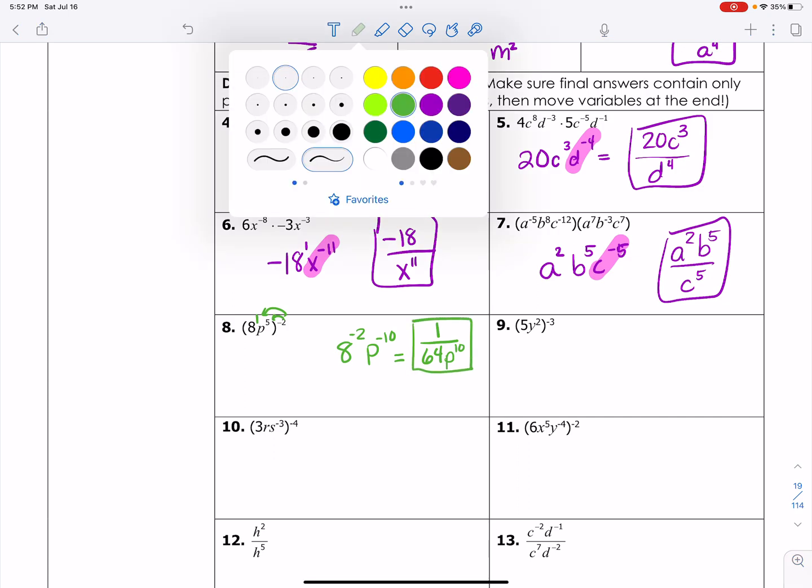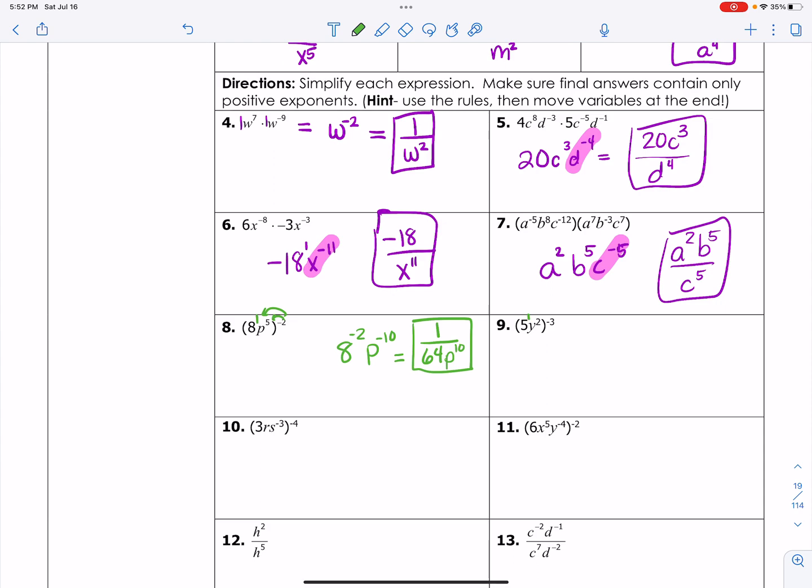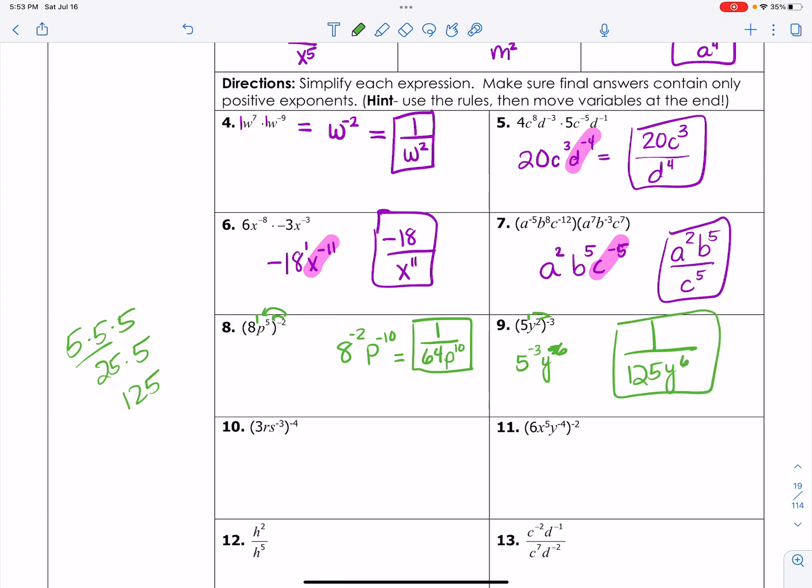Okay, so here I multiply this in by 1, and so I would have 5 to the negative 3, y squared, y to the negative 6, because I've got to multiply it into both. And so this would be 1 over 5 to the 3rd. Negative means it moves to the bottom. And third would be 5 times 5 times 5. 5 times 5 is 25, times 5 is 125. So this is 125 y to the 6th. Got to make it be a positive exponent.